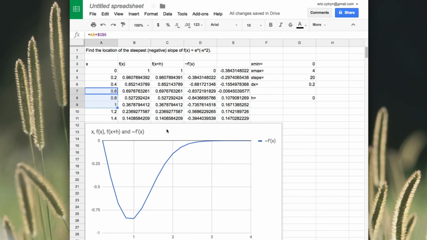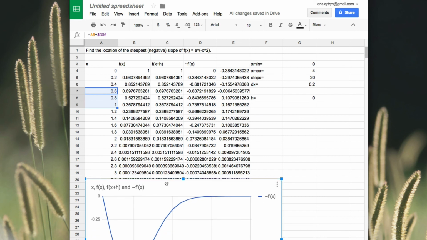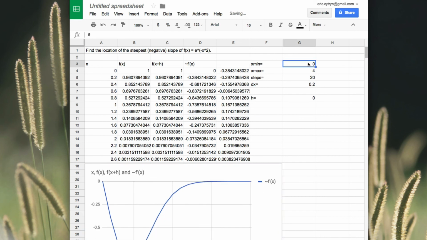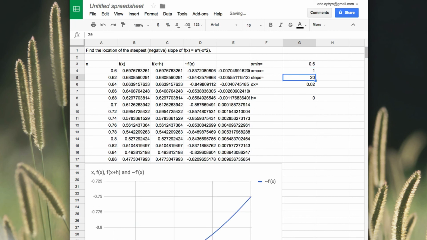So what we can do with this x min and x max is we can go up here and put in 0.6 and here put in 1, and all of a sudden those 3 rows have now been expanded to 20. And now we can look again and see, oh yeah, there's negative, negative, negative, negative. Oh, now it went positive. That means this is the location of the max, at least in this listing.